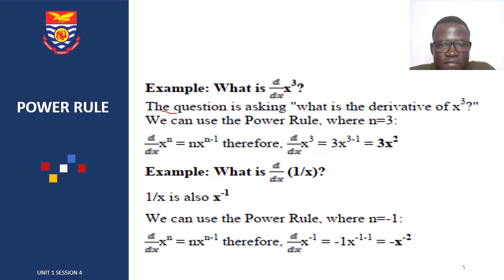So when you are given a function x to the power n, then to find the derivative of that function with the power rule, all we are saying is use the general formula n multiplied by x to the power n minus 1. So if I have an example as this, then it's going to be 3x squared. The same way, if I have 1 over x, then we know that 1 over x is also x to the power minus 1. And when we do that, it becomes easier to find the derivative of the function, which will give us minus x to the power minus 2.